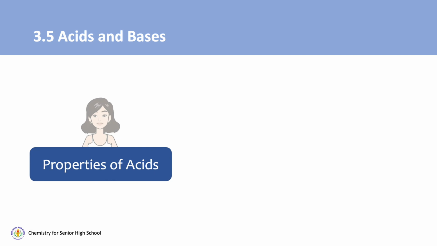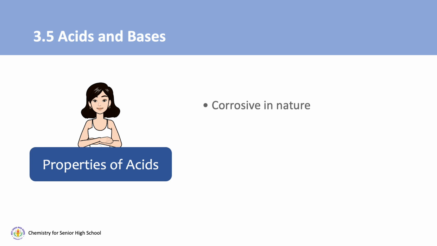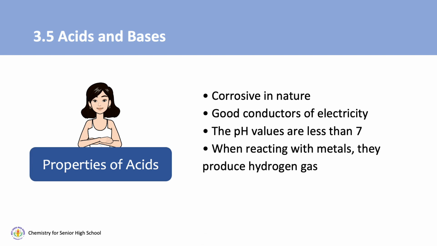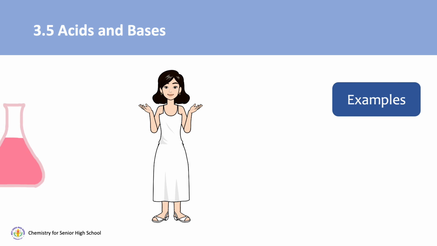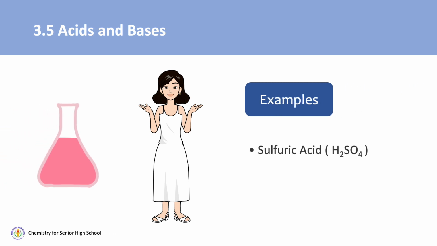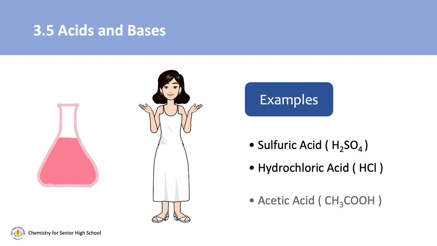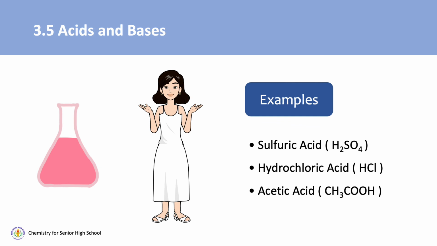In order to help you identify acids, here are some of their properties. First, acids are corrosive in nature. They are also good conductors of electricity. The pH values of acids are always less than 7. When reacting with metals, they produce hydrogen gas. And lastly, acids are sour-tasting substances. Examples of acids are sulfuric acid, or H2SO4, hydrochloric acid, or HCl, and acetic acid, or CH3COOH.